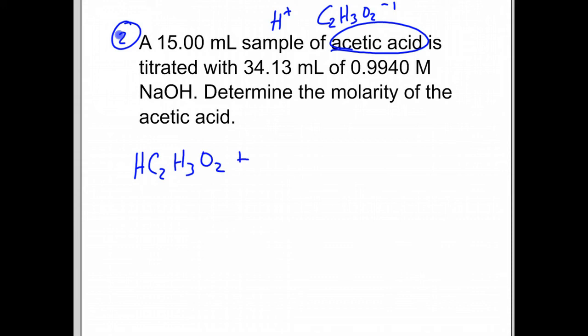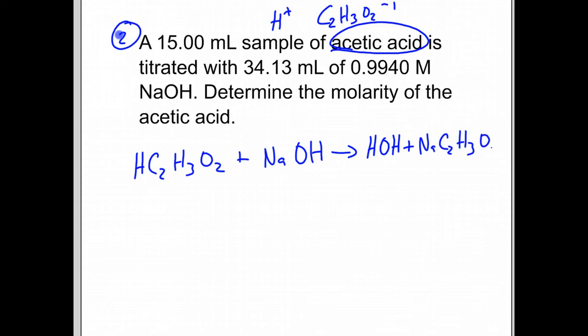It is titrated with 34.13 milliliters of 0.9940 molar NaOH. So that's Na plus and OH minus. And since this is all 1-to-1, this is going to be HOH plus NaC2H3O2. And it's all +1 and -1, so it's completely balanced. And again, it says determine the molarity of the acetic acid. So my answer is going to be question mark, big M HC2H3O2.